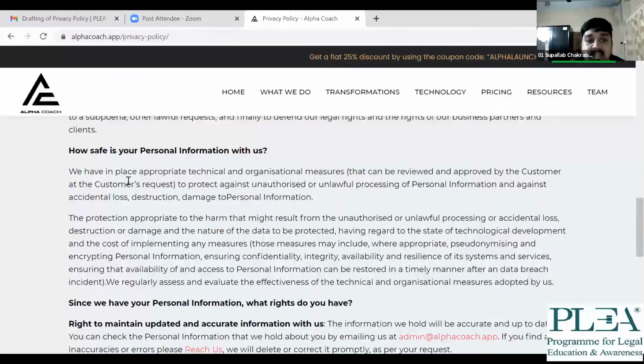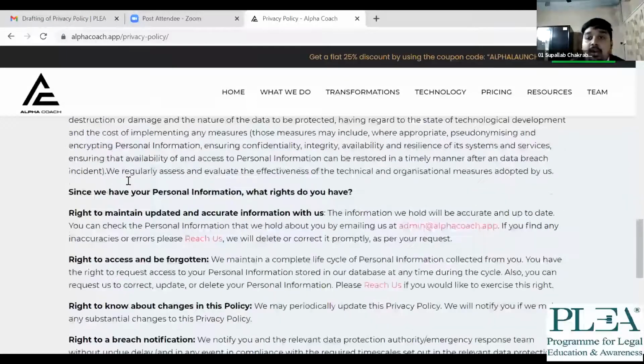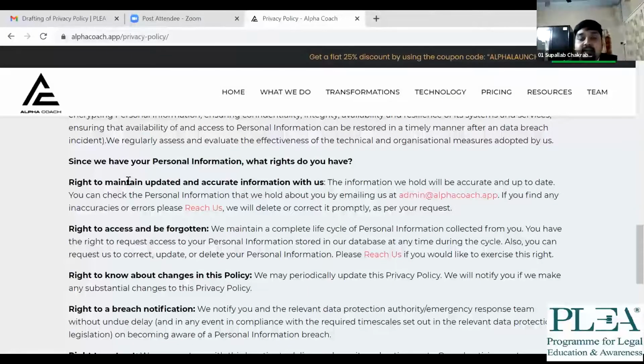And lastly, I have stipulated what rights the user has under the law. So again and again, I have tried to make it very interactive. For example, this stems from Rule 8 of the SPDI Rules, the right to maintain updated, accurate information. What many people don't know is that even under the present legislation, you have the right to update your information and make it more up to date.